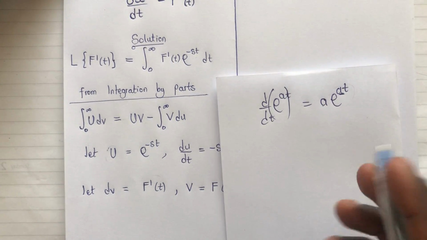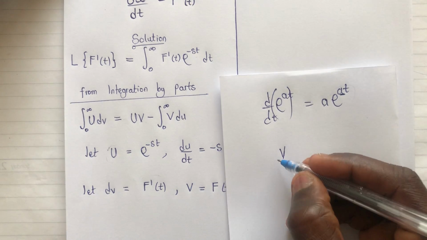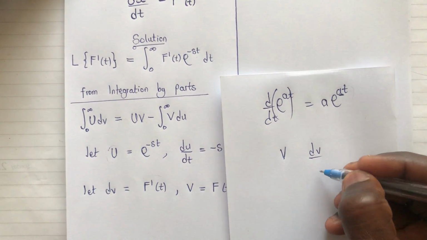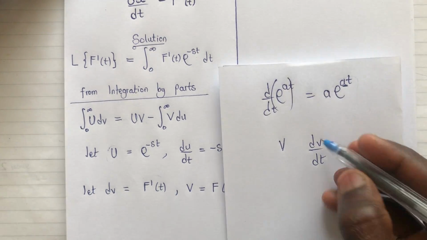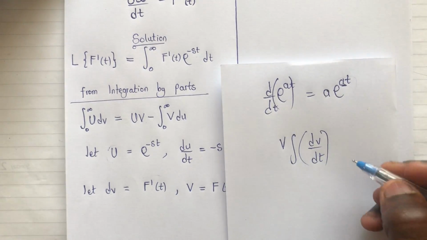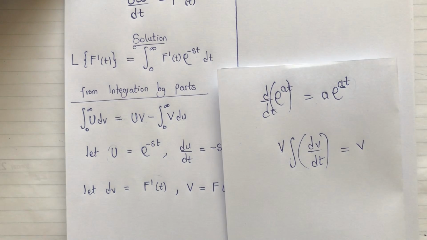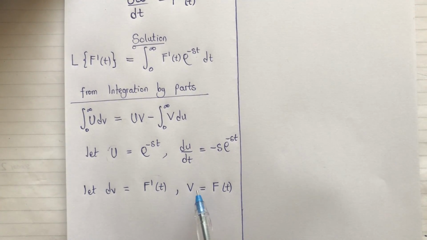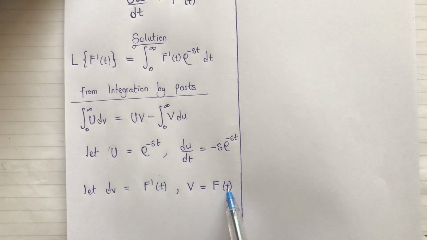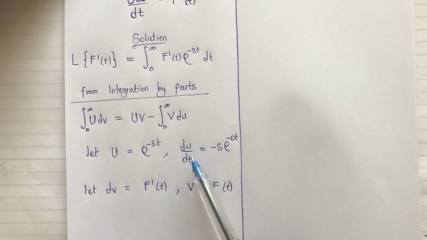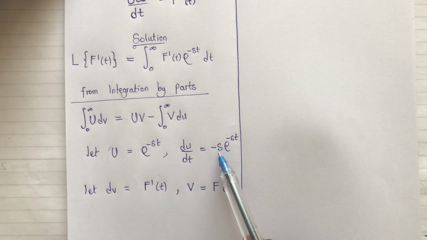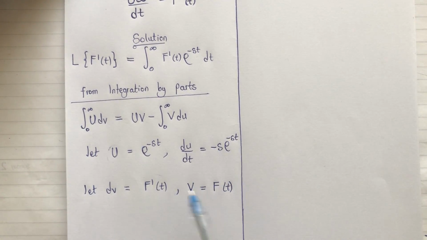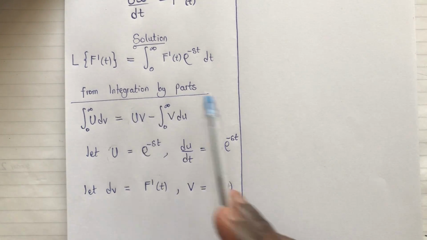So if I have the variable v, then the derivative of v will give me dv with respect to something. Let's say dv dt. Then if I have dv dt, when I integrate this, I'm going to get what? V. So the reverse process is what we have here. Now we have v equal to f of t, and we have du dt equal to minus s e to the power negative st. All you need to do is pick this result and substitute it into this formula.